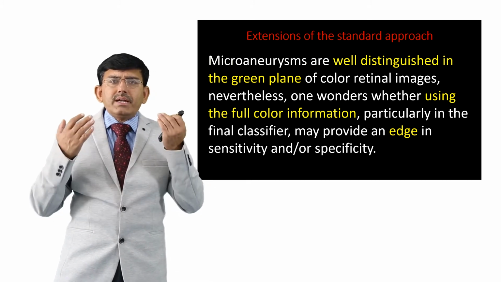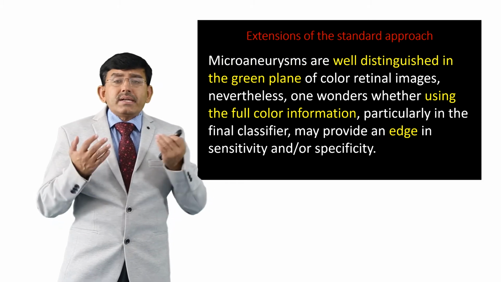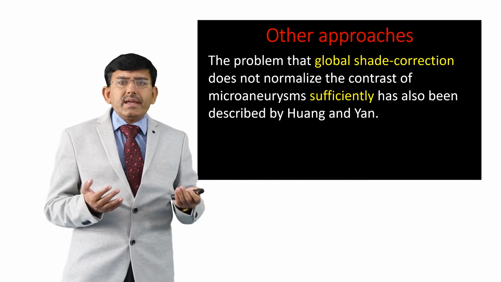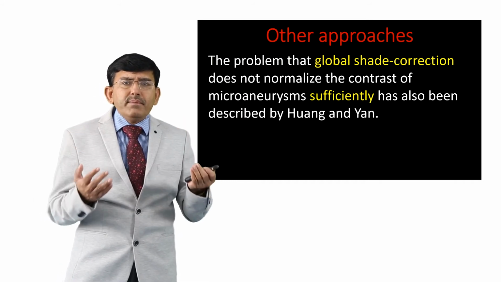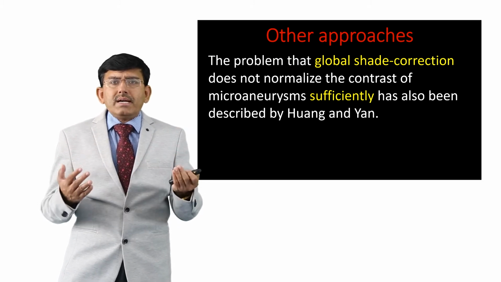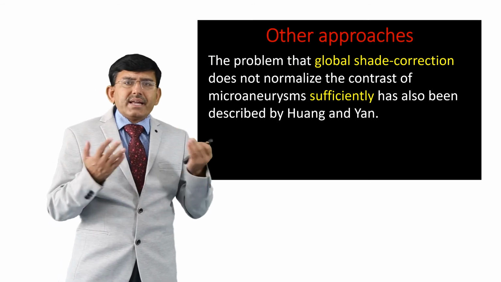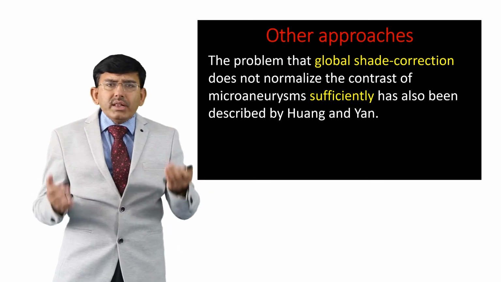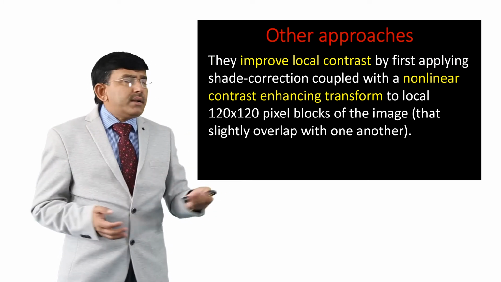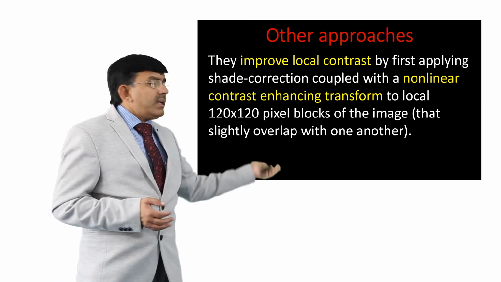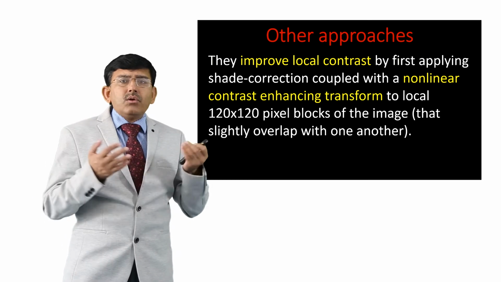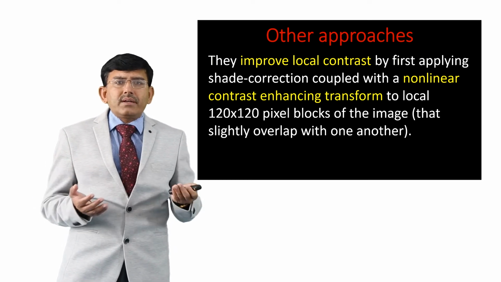The problem that global shade correction does not normalize the contrast of microaneurysms sufficiently has also been described by Hipwell and Huang. They improve local contrast by first applying shade correction coupled with a non-linear contrast enhancing transform to local 120 by 120 pixel blocks of the image that slightly overlap with one another.